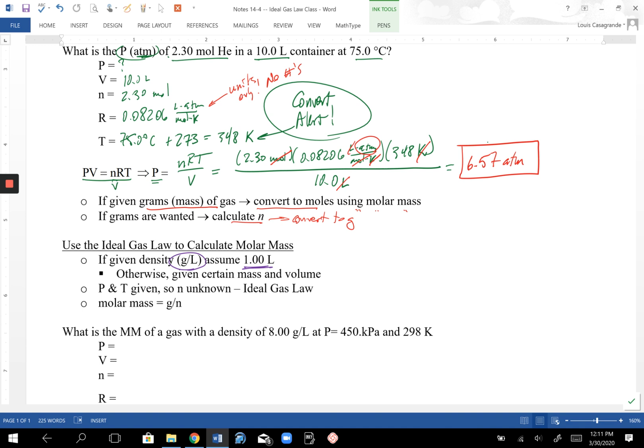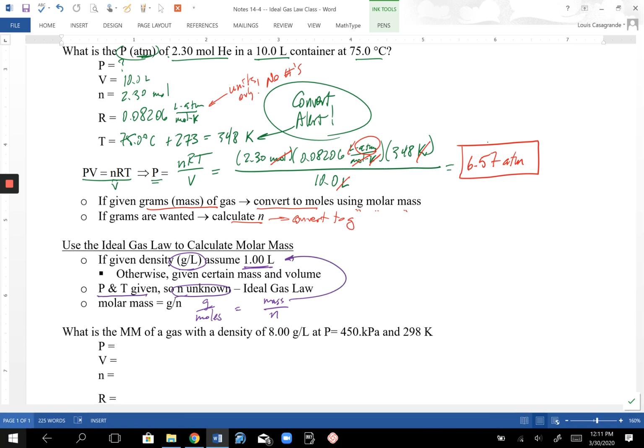Otherwise, if I give you a density in terms of a number of grams in a number of liters, then you can also use that. Once you've got that, the pressure and the temperature will be given. And so the unknown in the ideal gas law is going to be the number of moles. Then to calculate the molar mass is just grams over moles. So you'll be given the density of 1 liter, and you're going to calculate the moles. So the molar mass is just going to be equal to the mass divided by n, whatever the mass was in the density.